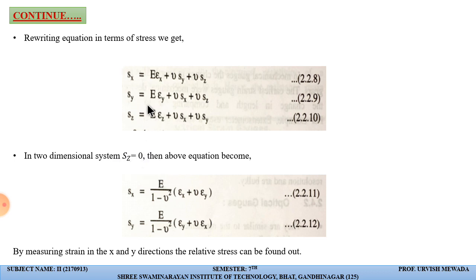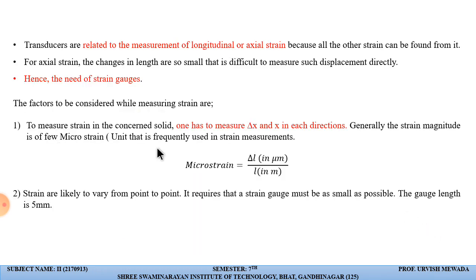So the z equation will become 0, and if you further solve these two equations, sx will become e by 1 minus v square into epsilon x plus v into epsilon y. This will be the equation for the x plane, and for the y plane the equation will become e by 1 minus v square into epsilon y plus v into epsilon x. So by measuring strain in the x and y directions, the relative stress can be found with the help of these equations.